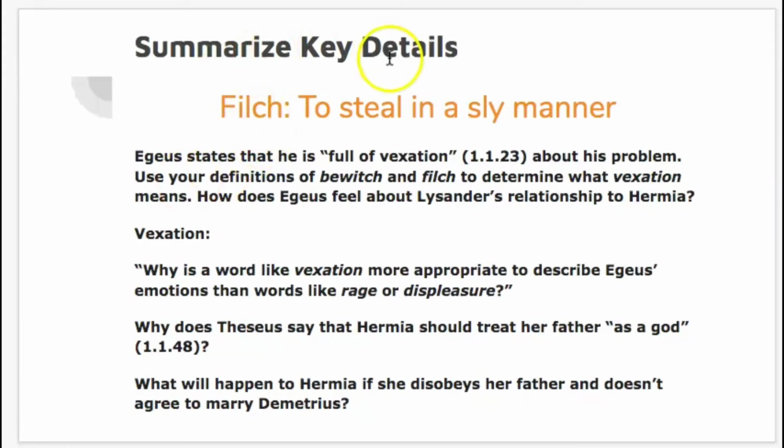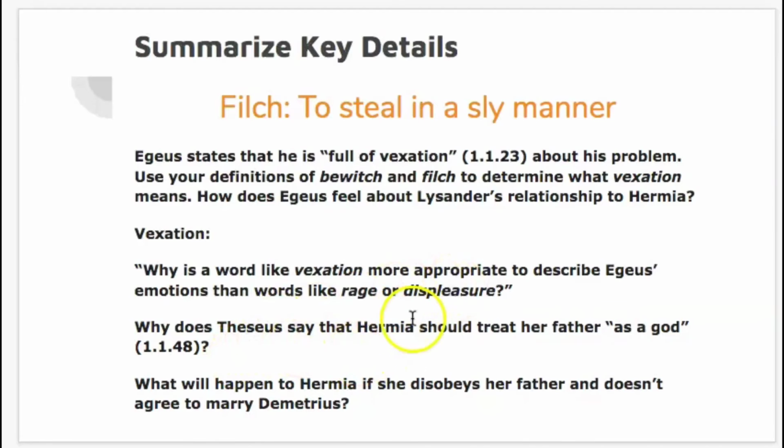Now we're going to summarize some of our key ideas. I want you to look at the word filch, which means to steal in a sly manner. Now, Aegeus states that he is full of vexation. This is in Act 1, Scene 1, line 23, about his problem. Using your definitions of the words bewitch and filch, determine what vexation means. How does Aegeus feel about Lysander's relationship to Hermia? Why is the word vexation more appropriate to describe Aegeus's emotions rather than words like rage or displeasure?